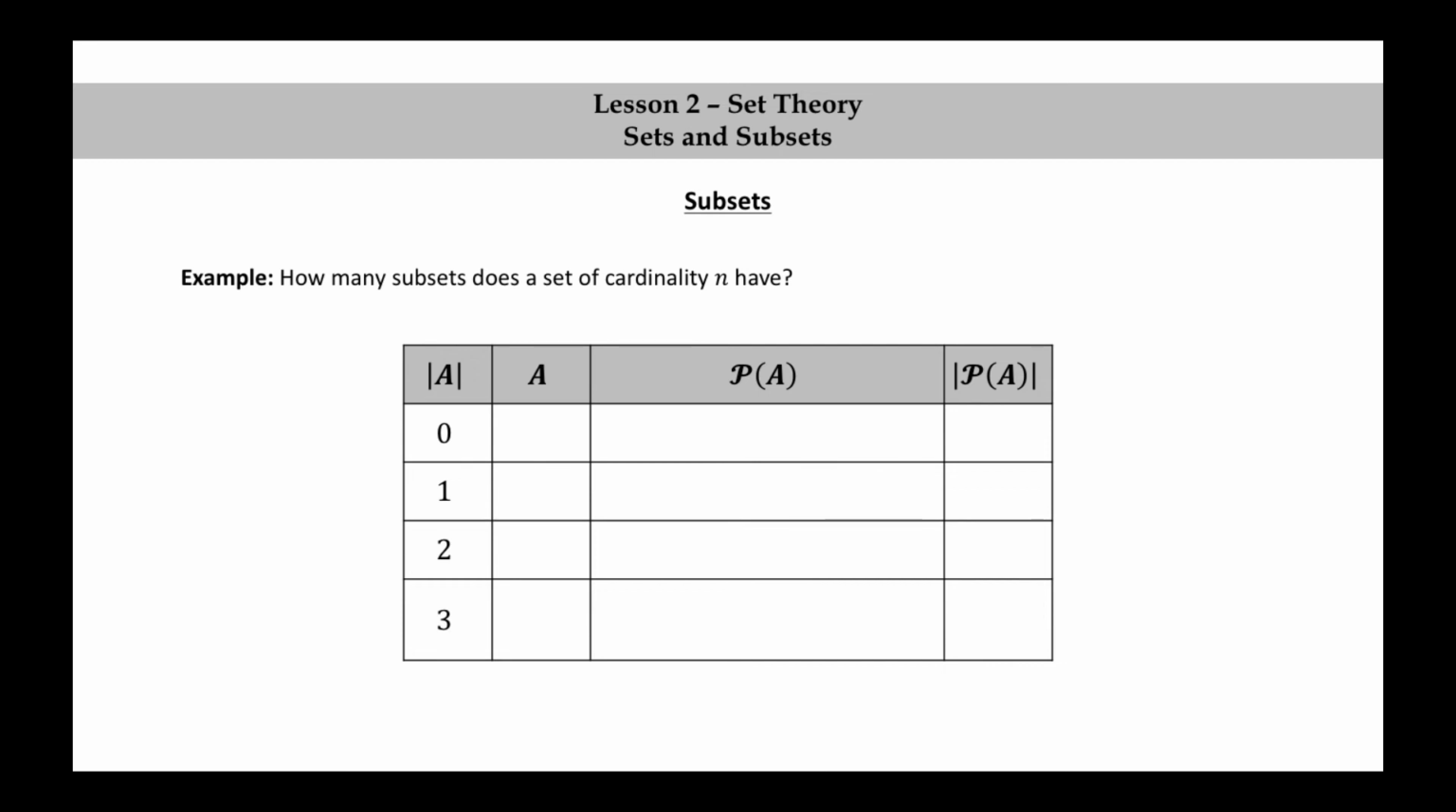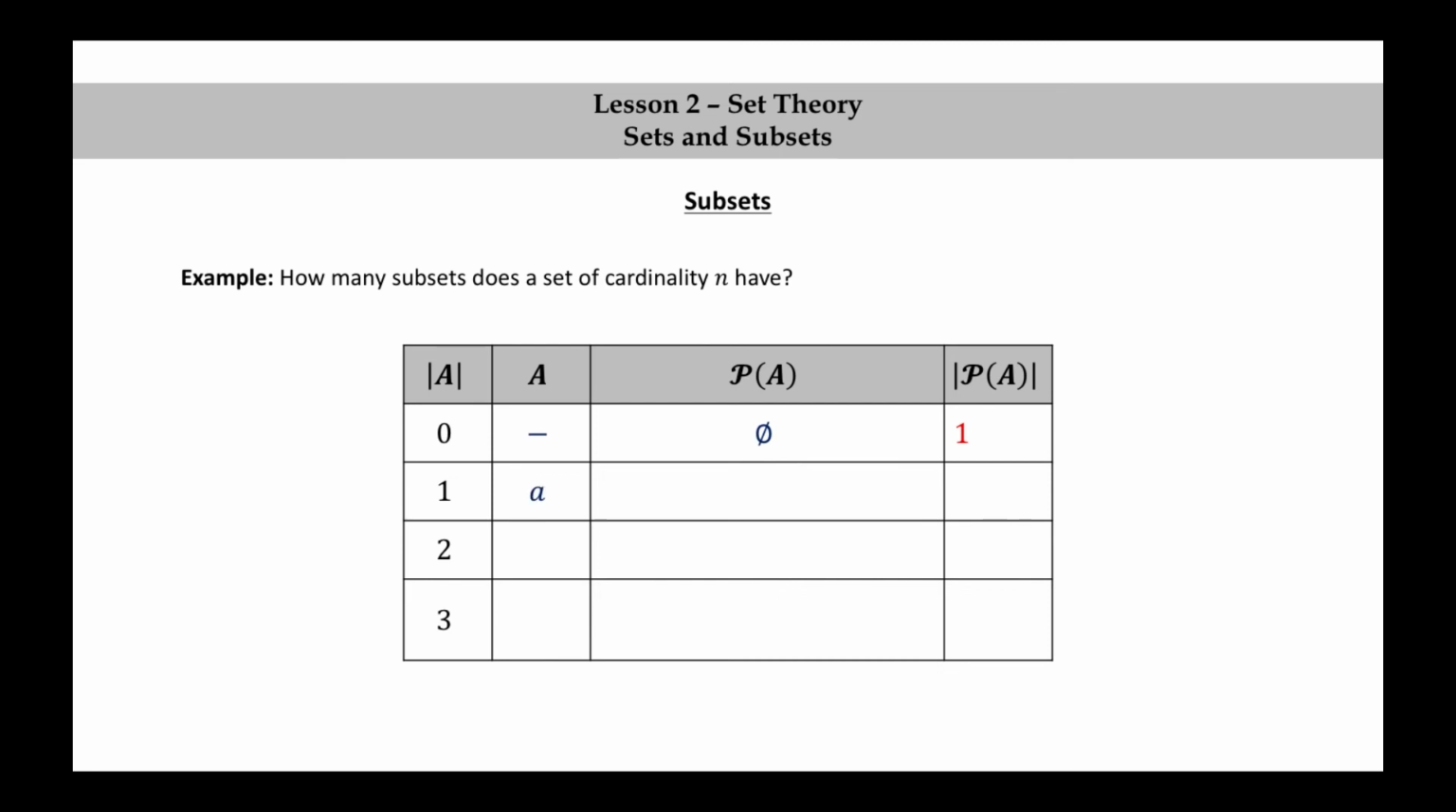So when n is 0, the set A doesn't have any elements. So I just put a little dash to indicate that. And the power set of A consists of just the empty set. The only subset of the empty set is the empty set. So the cardinality of the power set of A is 1. There's one subset of A here, just the empty set.